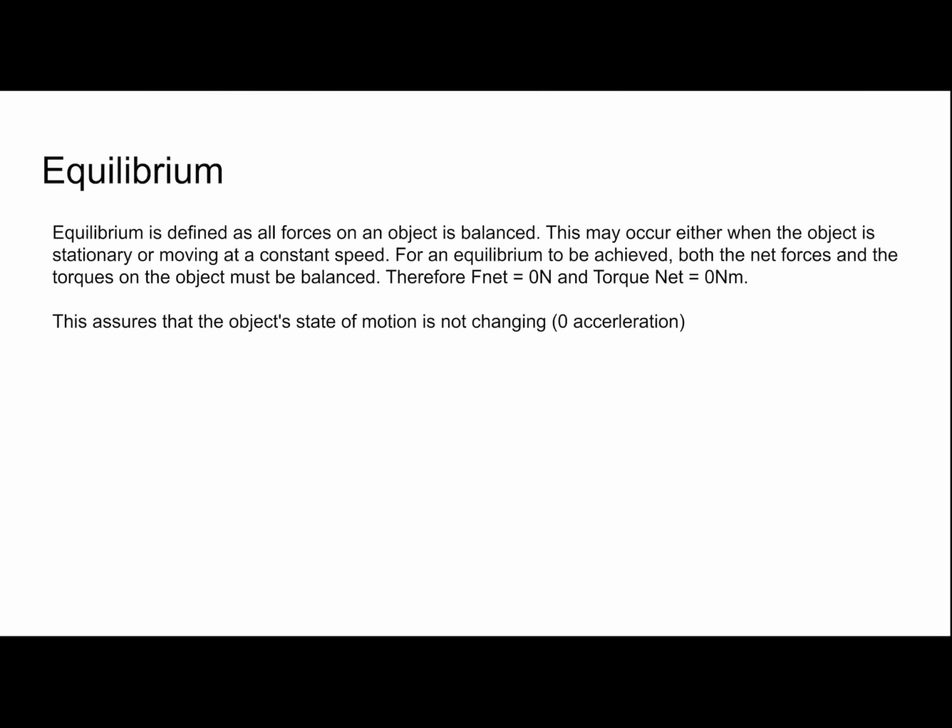Another important concept you need to understand is the idea of equilibrium. This is a very common word you'll come across in the torque section, and it's defined as the forces all being balanced. When I say forces, I mean both the net force and the net torque. This means that the object is completely stationary or moving at a constant speed. So basically the state of motion isn't changing. Refer back to Newton's first law. For this to happen, Fnet must be equal to 0 newtons and net torque must be 0 Newton meters.